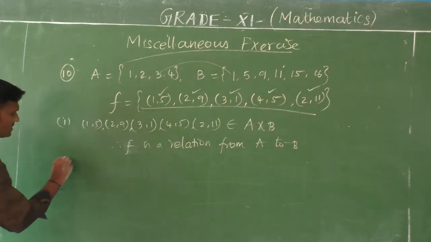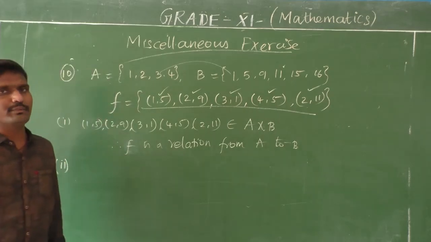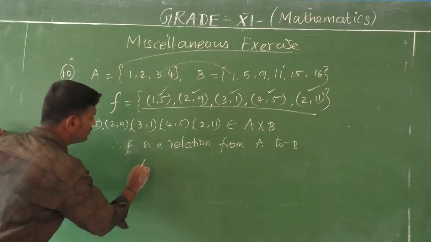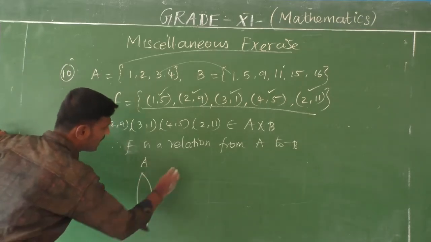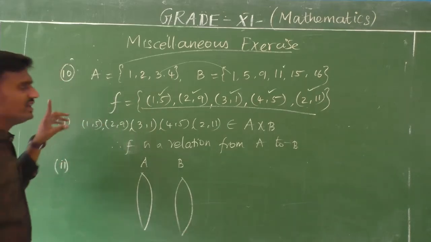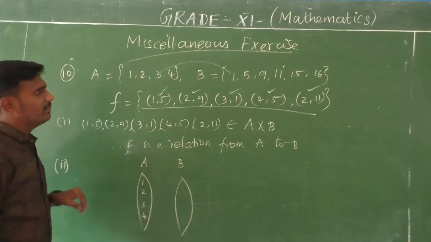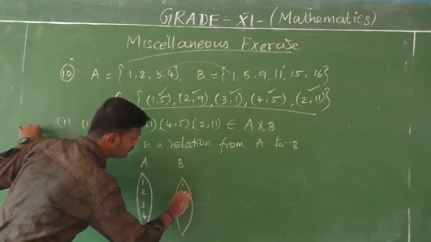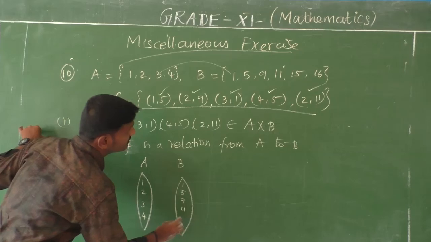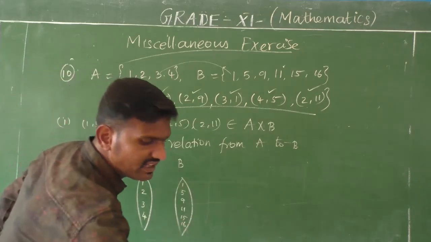And the second question is asking whether F is a function from A to B. So we need to check whether it is a function or not. It is also very simple to draw an arrow diagram and check. So what are the elements of A? Tell me. 1, 2, 3, 4. The elements of B are 1, 5, 9, 11, 15, 16. So we are going to map them.